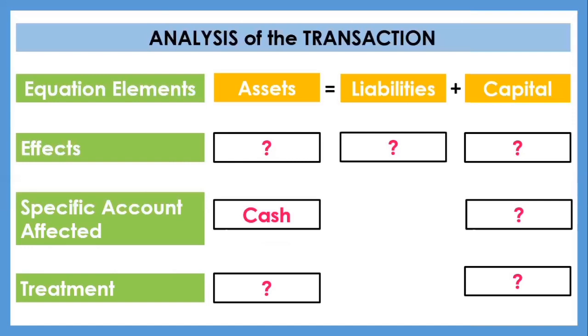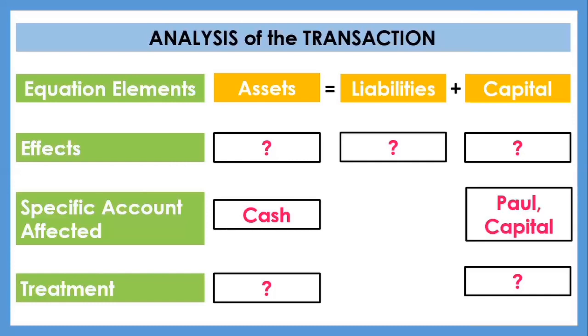And so you can recall there are two sample accounts under the capital account. First, we have X capital, and second, we have X withdrawal. And remember, X refers to the name of the company owner, and therefore our second account involved is Paul Capital. So this is the first step in analyzing the transaction.